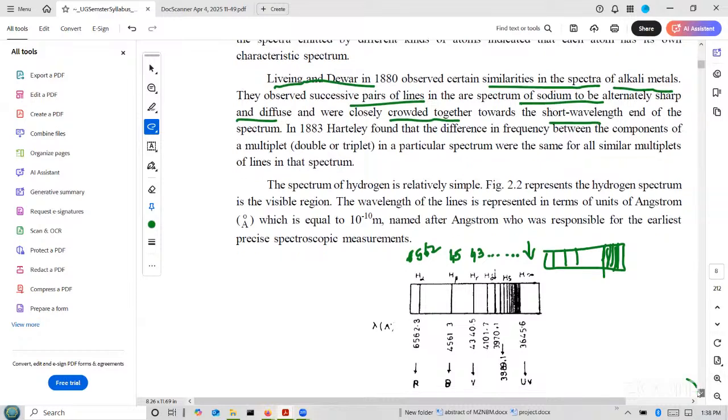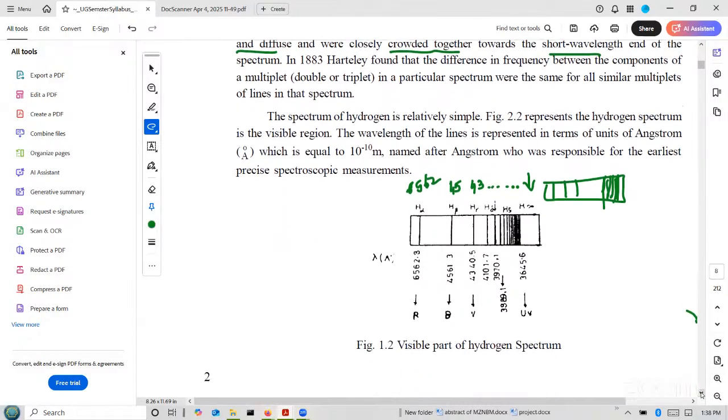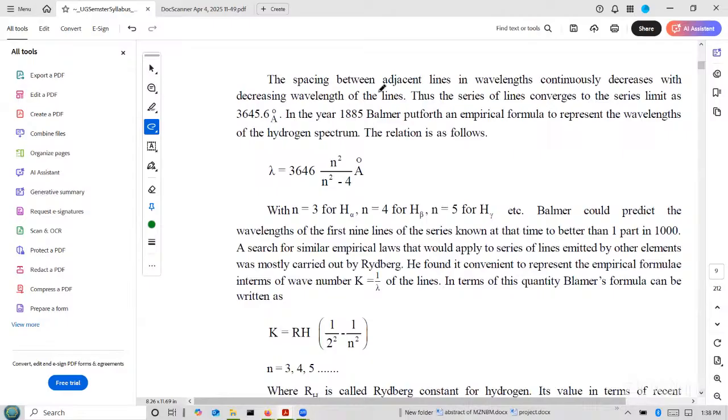After drawing this diagram, the wavelength formula is lambda equals 3646 n squared divided by n squared minus 4, which is measured in angstroms.